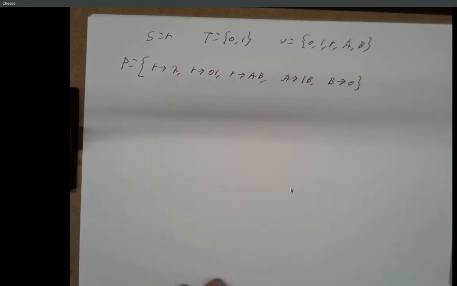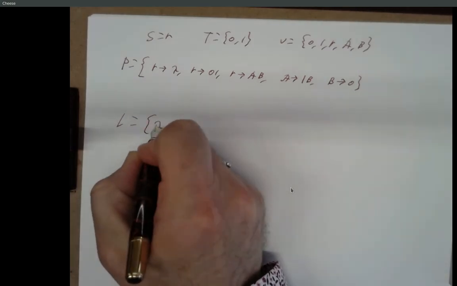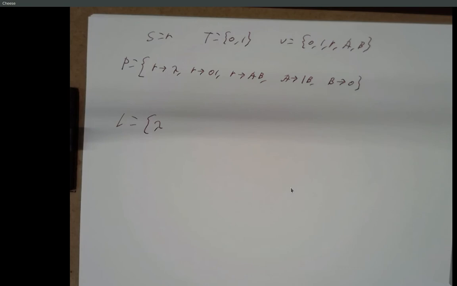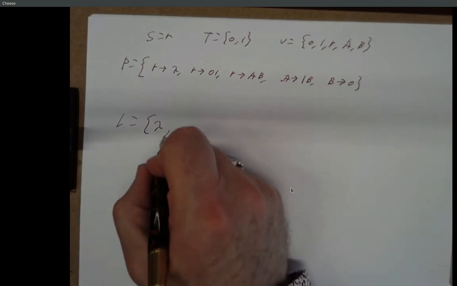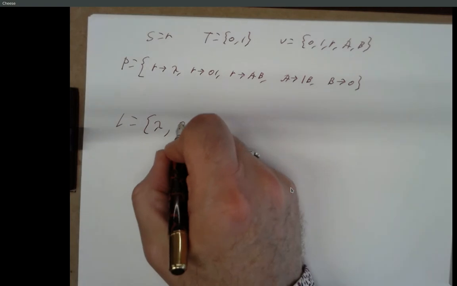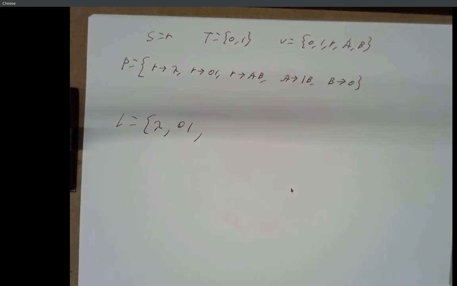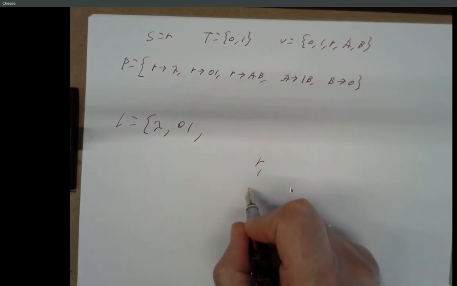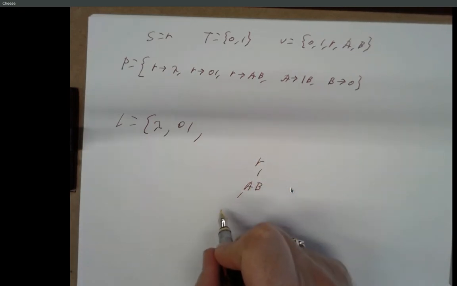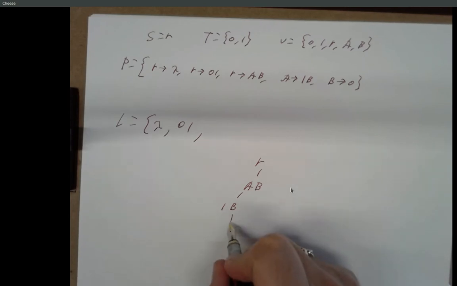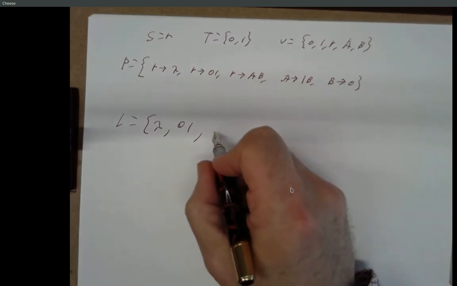We can say what are some things that are recognized by this. So someone should be able to tell me really quickly at least one string recognized by this. Nothing. Yeah. So our start symbol R can go to the empty string lambda, so that's definitely part of the language. What's another one? 0, 1, because our start symbol can go to 0, 1. Yeah, so R can also go to AB, and the only thing A can go to is 1B, and the only thing B goes to is 0. So 1, 0, 0.